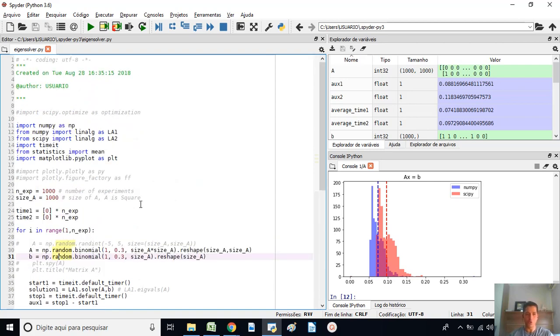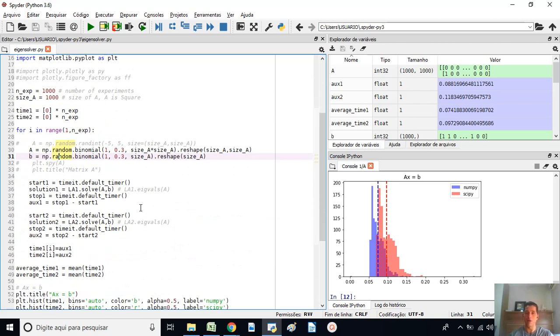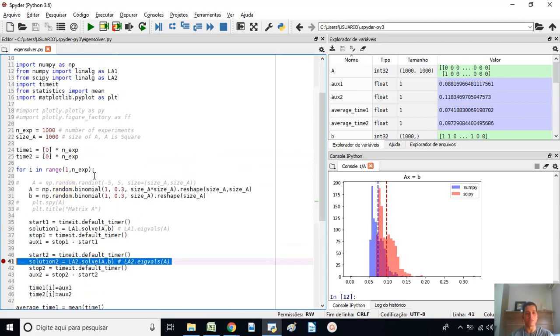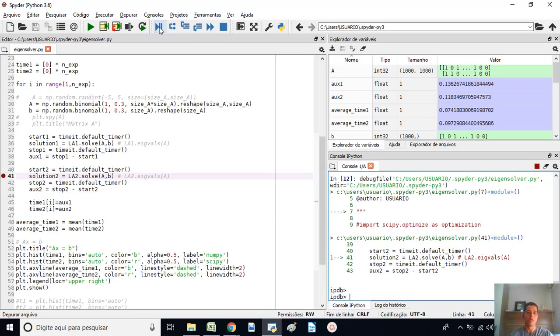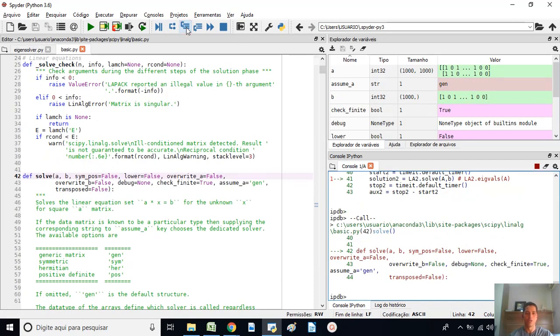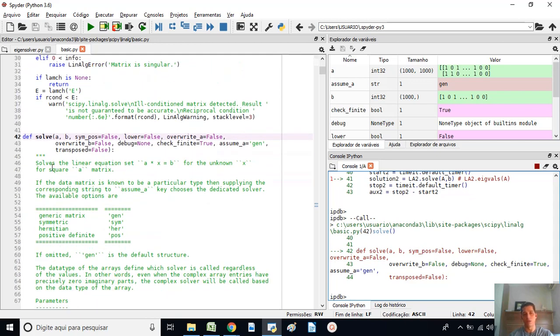So let me show you how you enter the code and see how SciPy and NumPy call LAPACK. Let me put a breakpoint here, maybe here, in the SciPy solver. Let me enter the debug mode, and let me enter the function. Well, let us see what's happening inside the code.